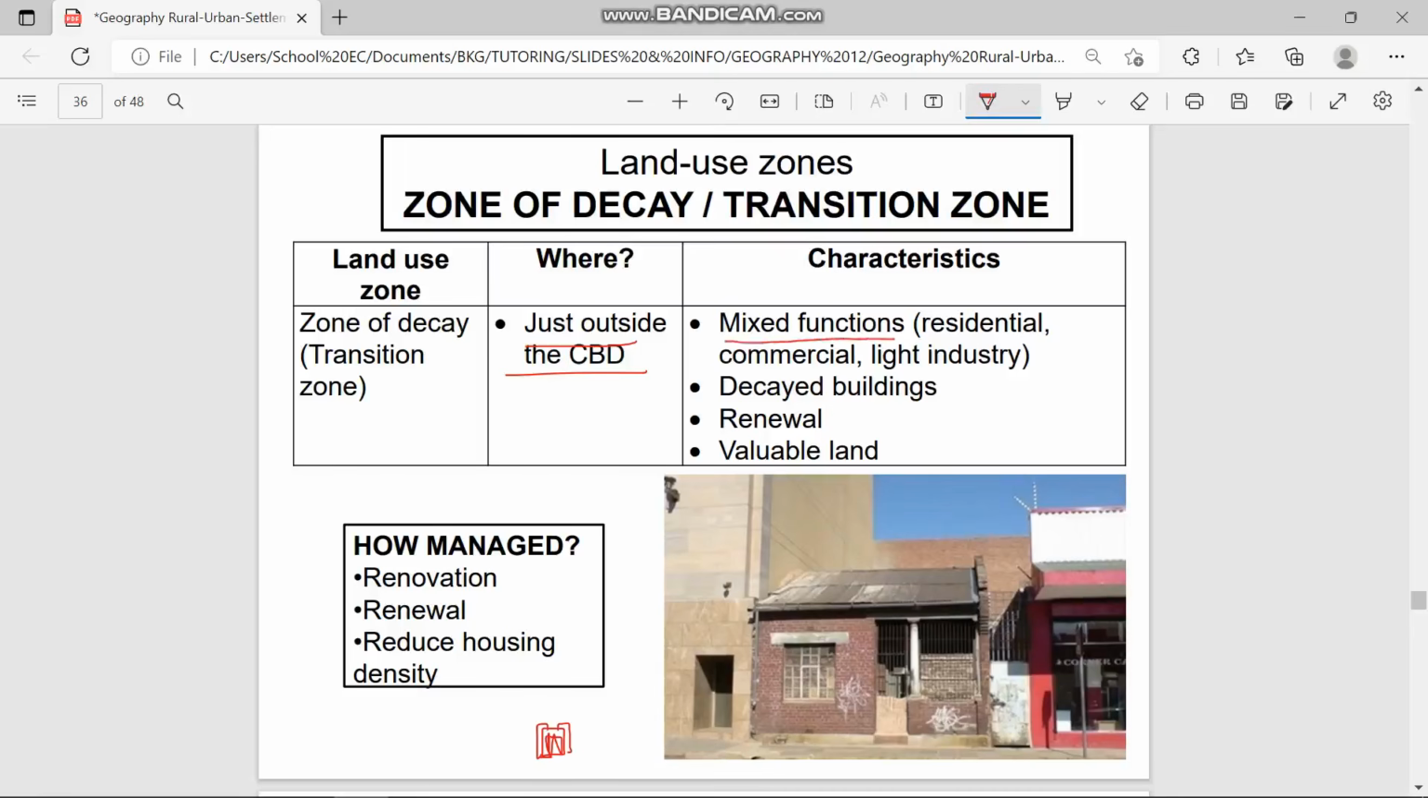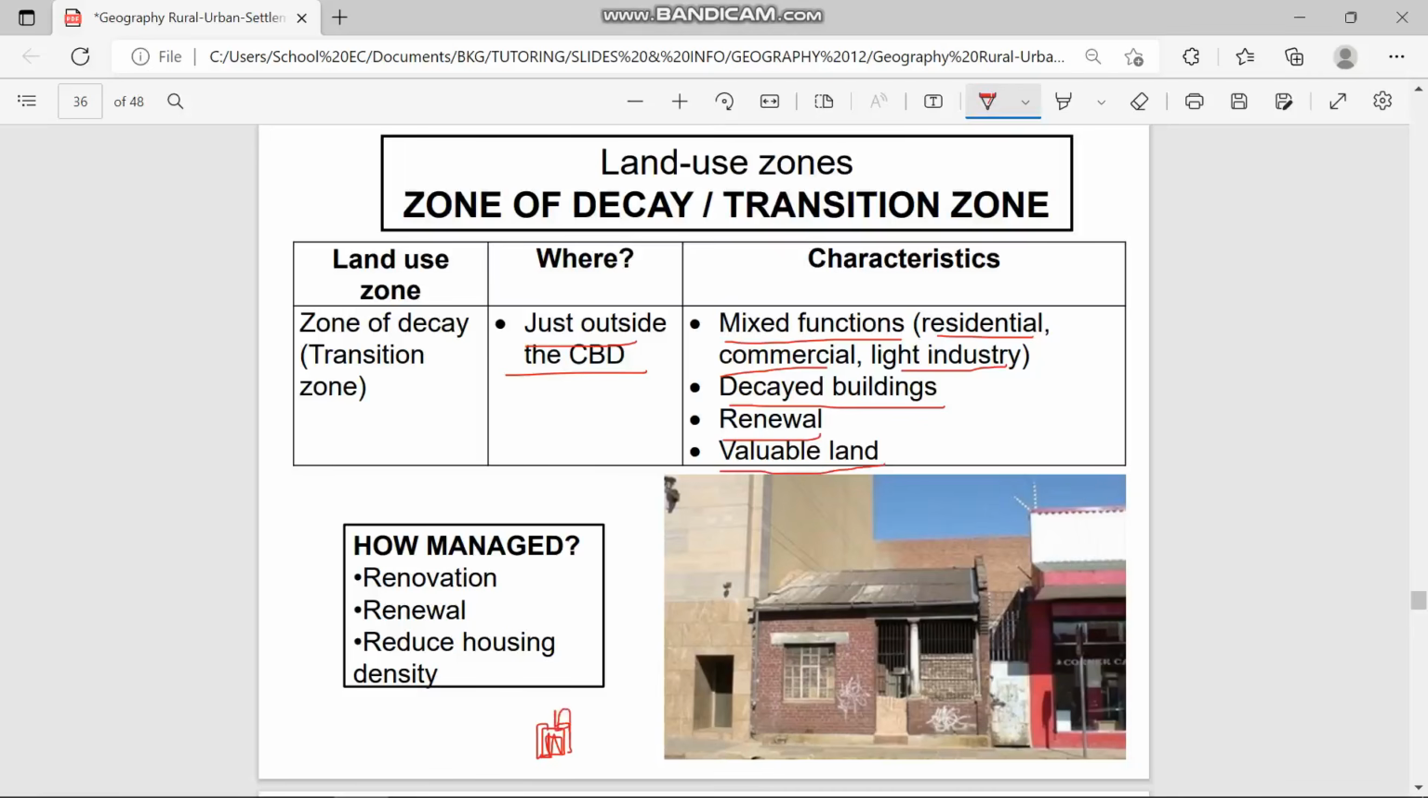Outside the CBD there are mixed functions. There are residential areas, with people living on lower rents, commercials, and there are light industries. It has decayed buildings. As you can see, this building has been decayed. There are renewals that are made there, maybe by government or by people who are living around, or people who are responsible for that, or private sectors. There is valuable land because it's very close to the CBD.